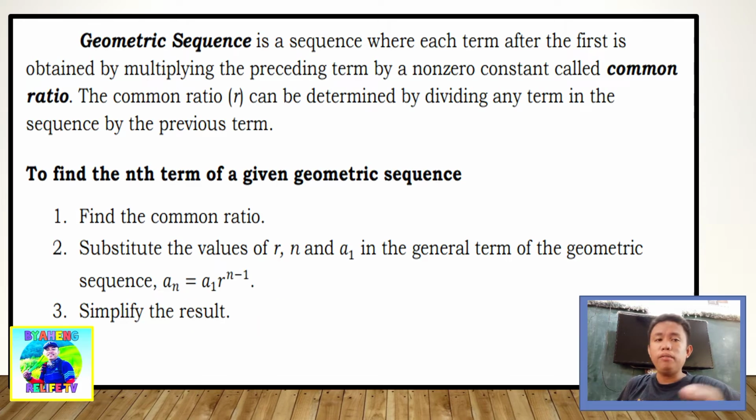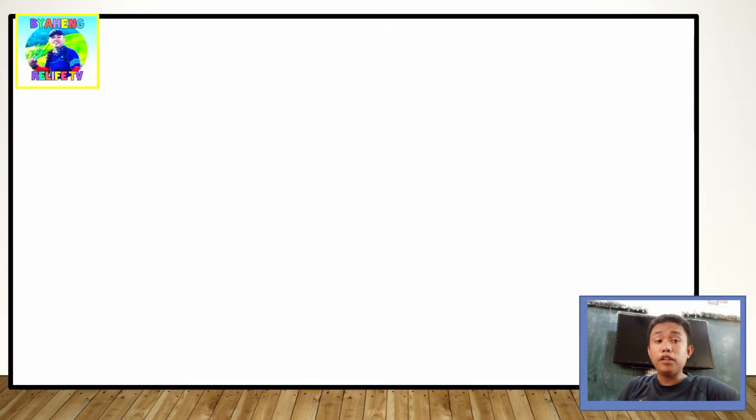So how are we going to find them? Syempre, we're going to look first for the common ratio. After noon, substitute natin yung value nung r, nung n, yung ating number of terms, at yung first term, para makuha natin yung hinahanap natin na number. So let's have our first example.